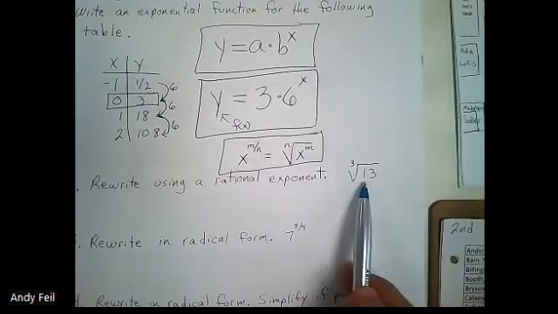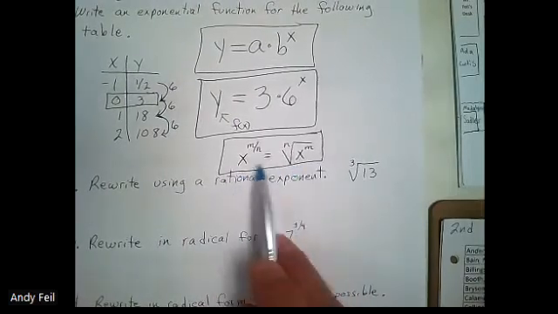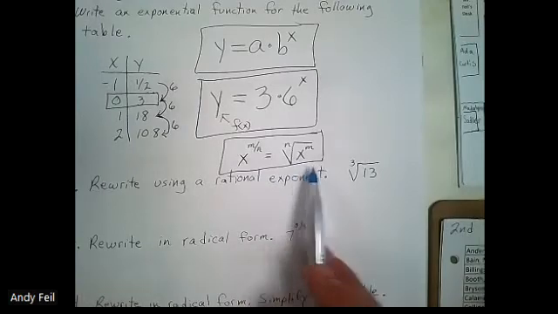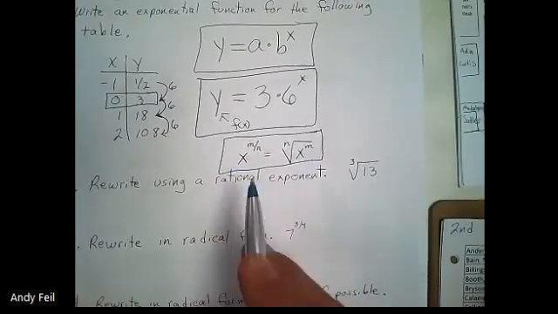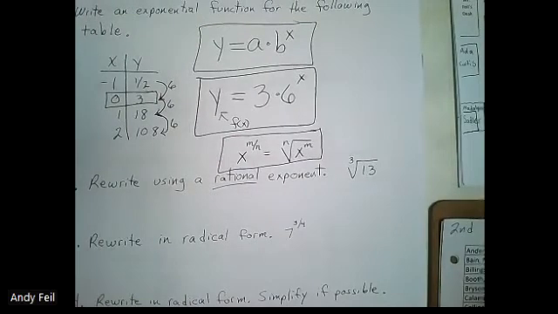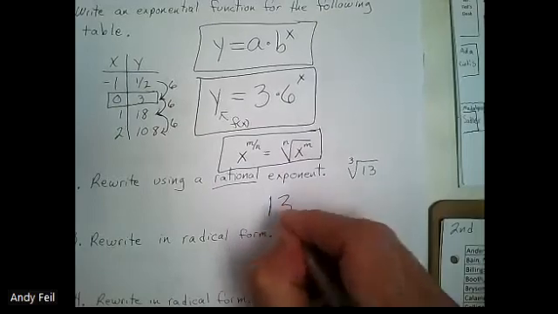Does this problem look like the right or left side of this? The right, because it has a radical. So I want to turn this into this. I want it to be a rational exponent. Rational is just a fancy way of saying fraction. So this is 13 to the what power?